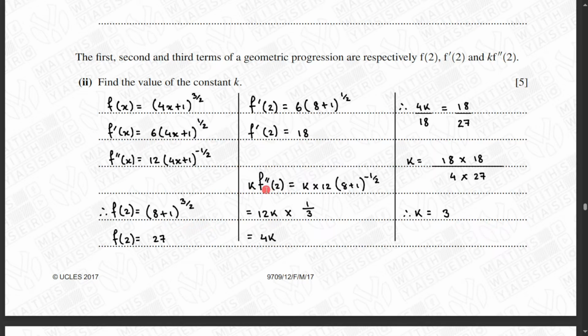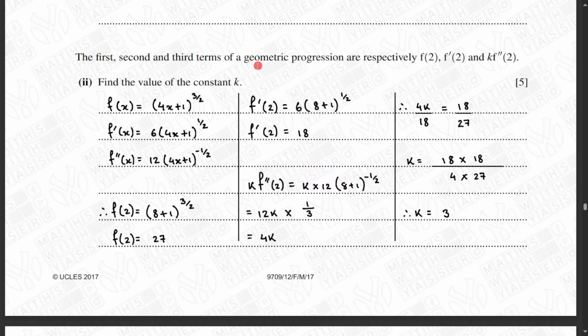And k f double prime of 2 will be equal to k times 12 times 4 to the 8, so it will be 8 plus 1 to the power negative half, which will be 12k times 9 to the power negative half, or we can say 1 by 9 to the power half, which is 1 by 3. So simplifying this, we get 4k.